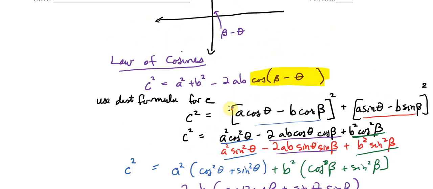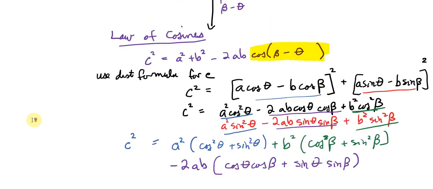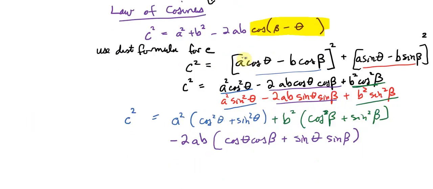Just to recap, we used the law of cosines, which tells us something about how some of these angles are related to each other. Then we used the distance formula to find an alternate way of writing c squared. Then we did some factoring and simplified it. So now, let's simplify this some more.